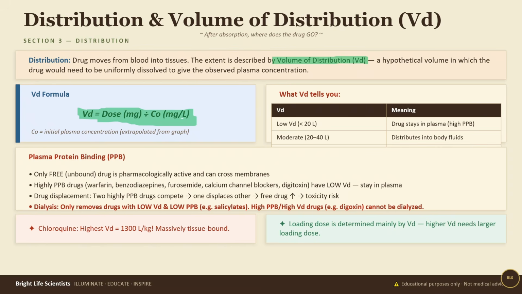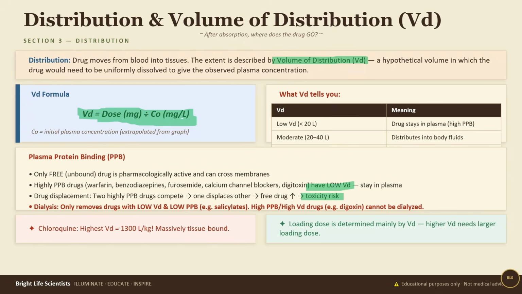Here only the free unbound drug is pharmacologically active. Those drugs that are highly plasma protein bound have low VD. They stay in plasma. So drug displacement usually happens when two highly plasma protein bound drugs compete for binding sites, and this results in them displacing each other. So this causes free drug to rise and thus causes toxicity.